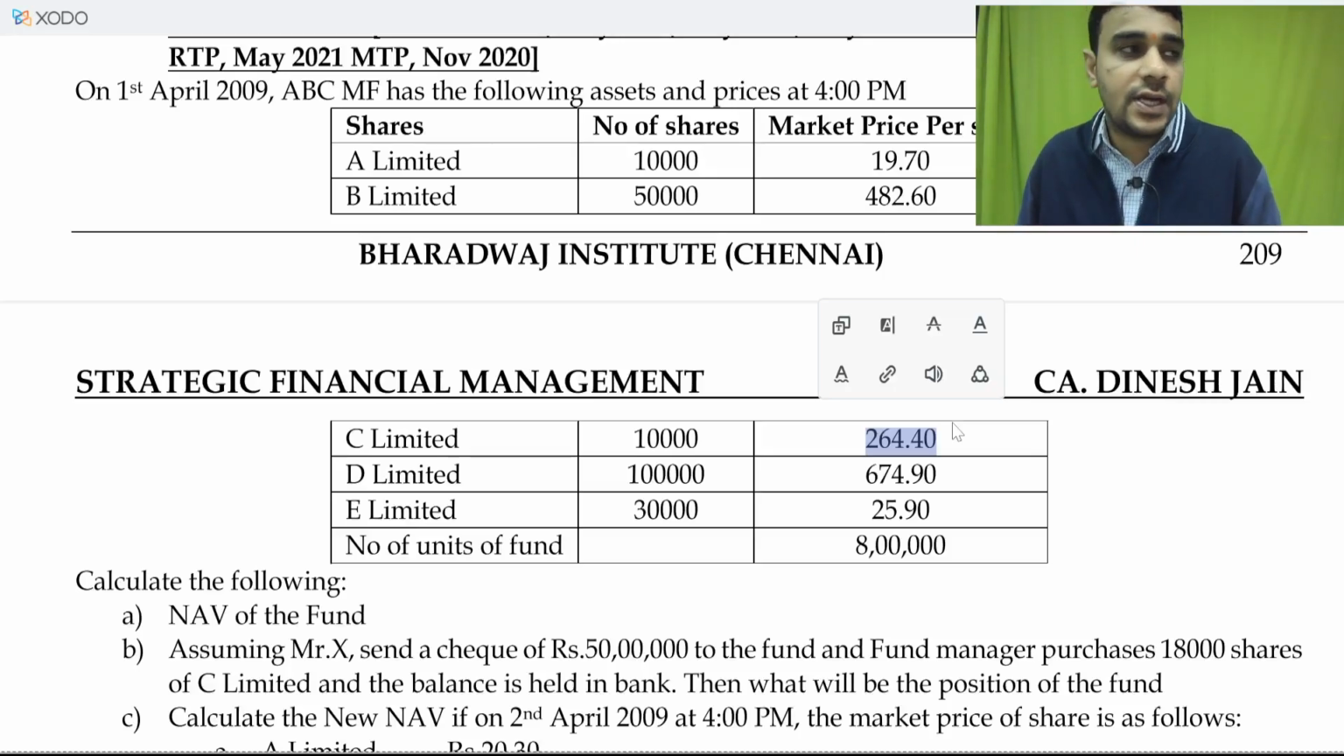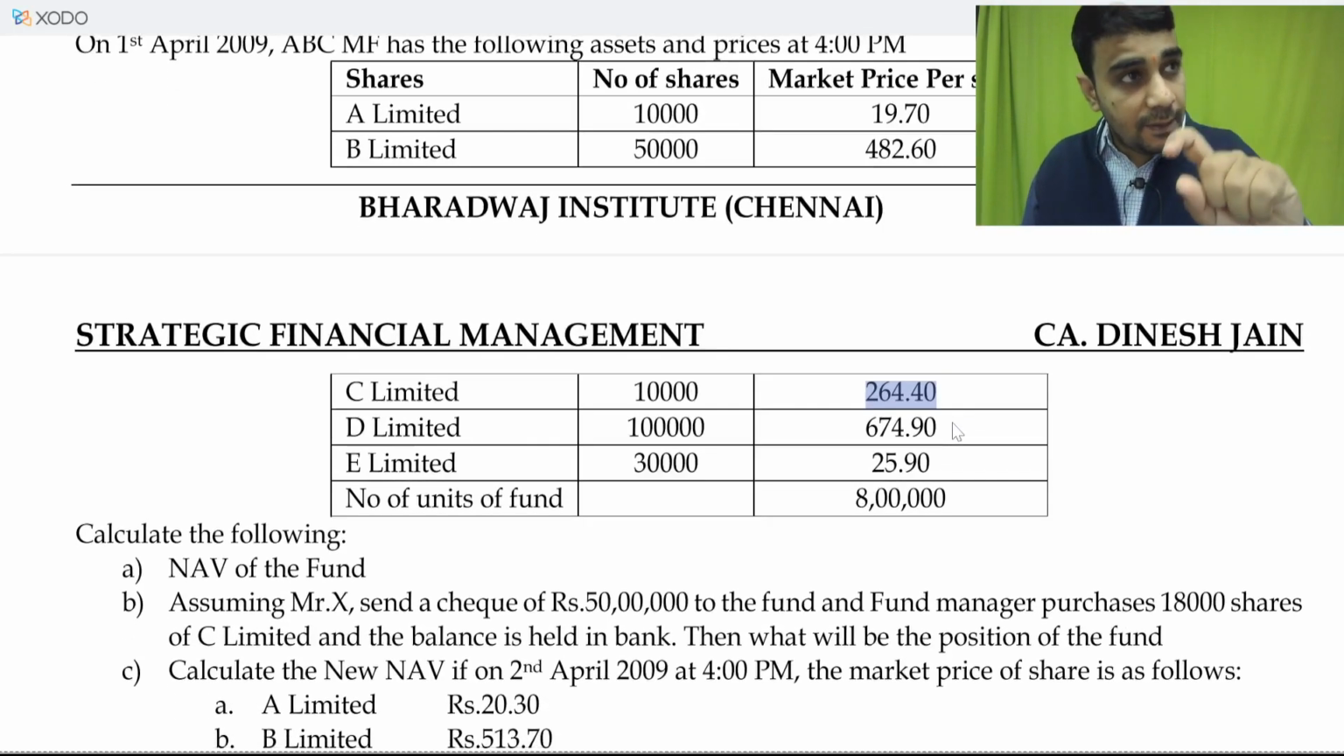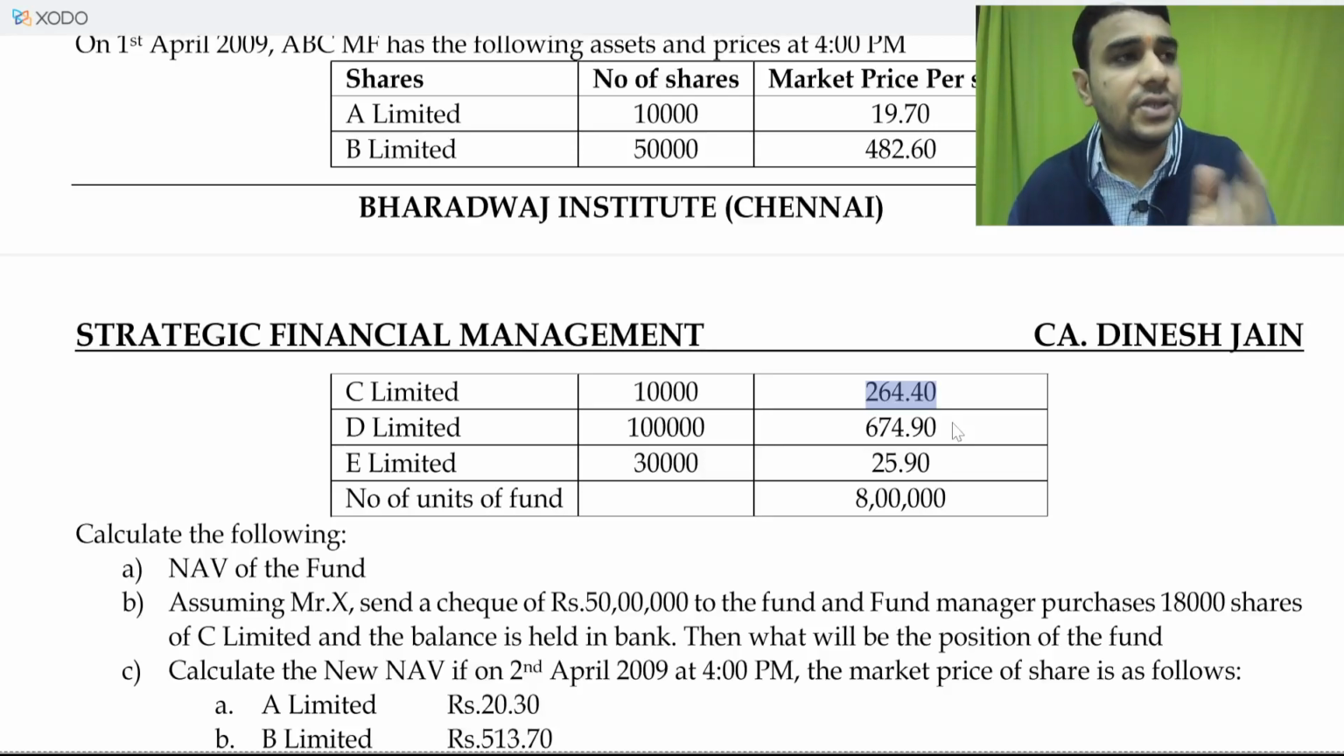Same like trading of shares, you will not know who is buying and who is selling. Here, Mr. X is giving money to the fund. He'll be allotted extra units, and using that money only I'm buying the shares.